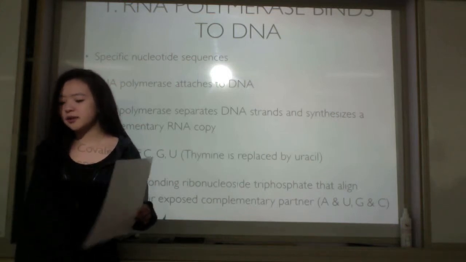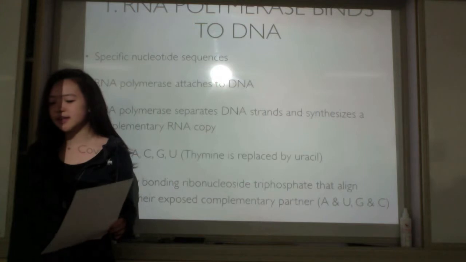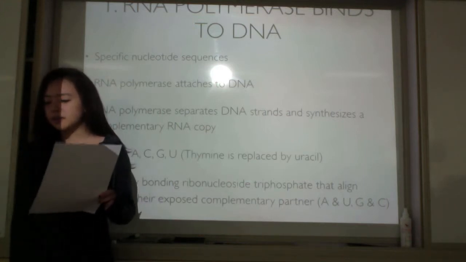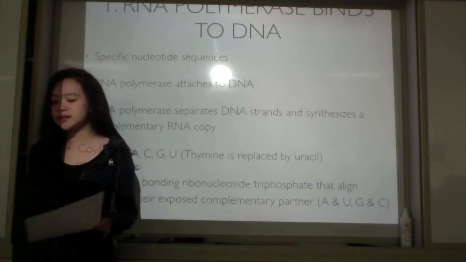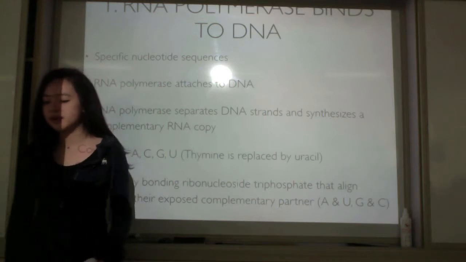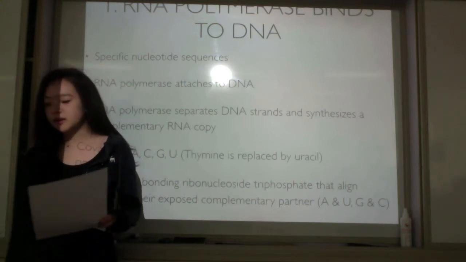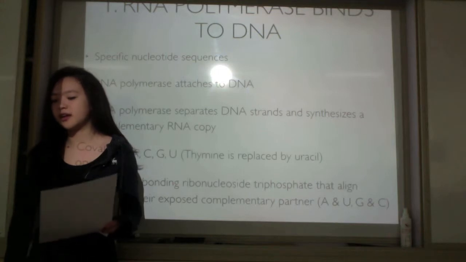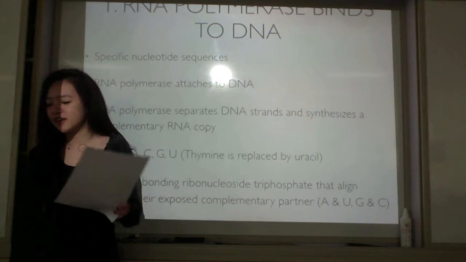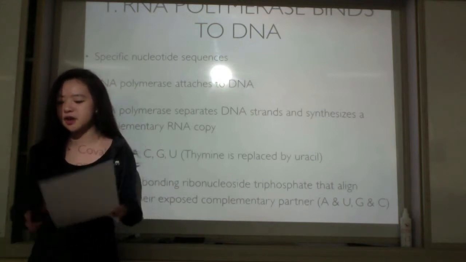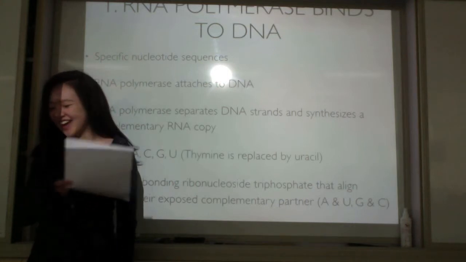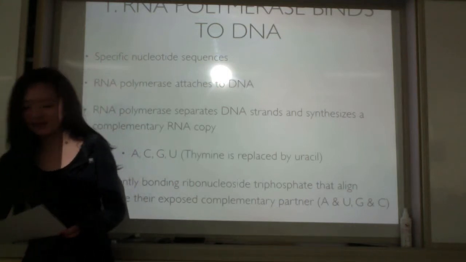And here the RNA polymerase separates DNA strands and synthesizes a complementary RNA strand. And the four components are adenine, cytosine, guanine, and uracil, because in RNA, thymine is replaced by uracil. And they're the covalently bonding ribonucleoside triphosphates that align opposite their exposed complementary partner. So adenine and uracil are matched together, and guanine and cytosine are matched together.